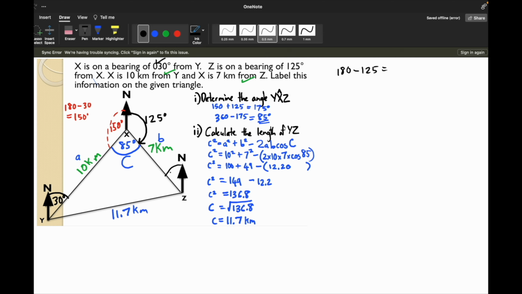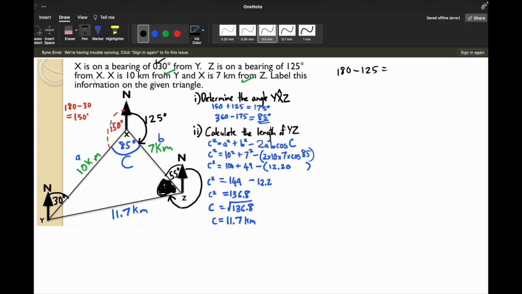So here is 55. The problem is we do not know the bearing here. Because we do not know the bearing here, we can't use this to help us work this out. Okay, so that's our challenge right now. You don't know what this is. You can't prove to me what this is.